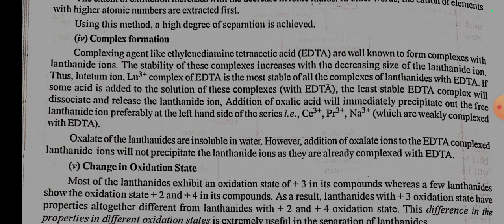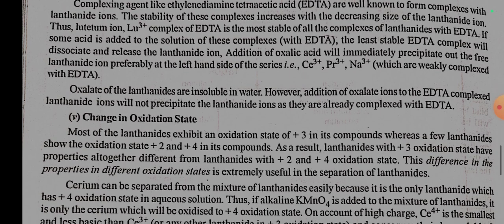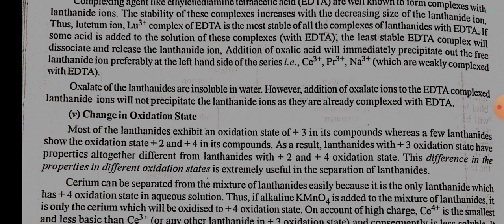Number 4, complex formation. Complexing agents like ethylenediaminetetraacetic acid (EDTA) are well known to form complexes with lanthanide ions. The stability of these complexes increases with decreasing size of the lanthanide ion. Thus, the lutetium ion, Lu3+, complex of EDTA is the most stable of all the complexes of lanthanides with EDTA. If some acid is added to the solution of these complexes with EDTA, the least stable EDTA complex will dissociate and release the lanthanide ion.